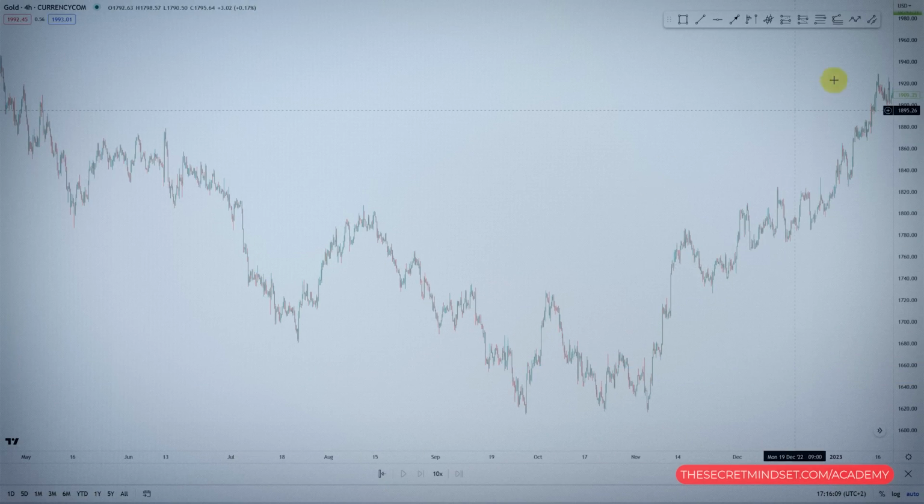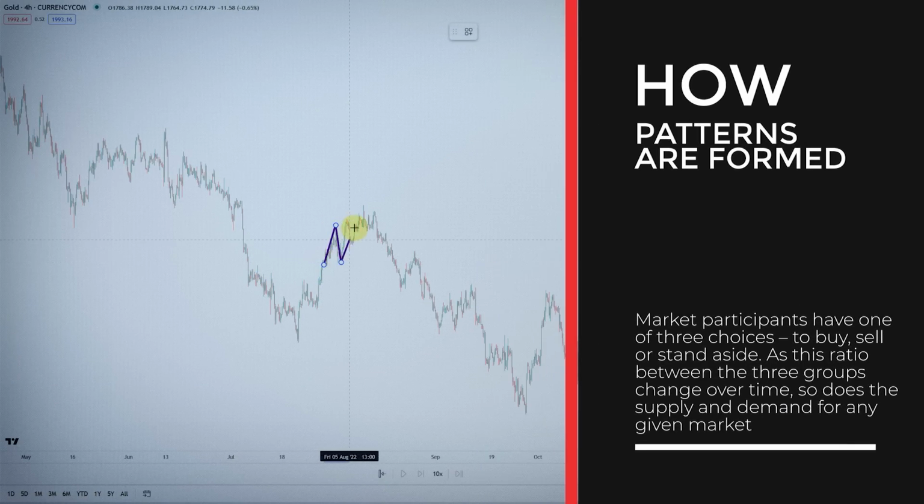The price pattern concept is similar to support and resistance. At any one time, market participants have one of 3 choices: to buy, sell, or stand aside. As this ratio between the 3 groups change over time, so does the supply and demand for any given market, and this is how patterns are formed.